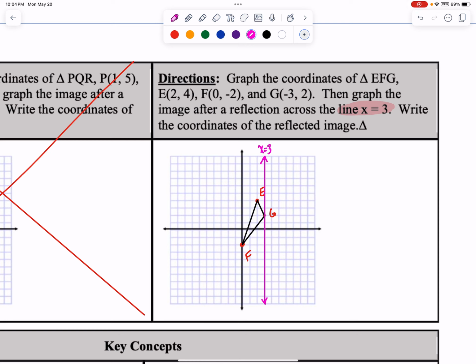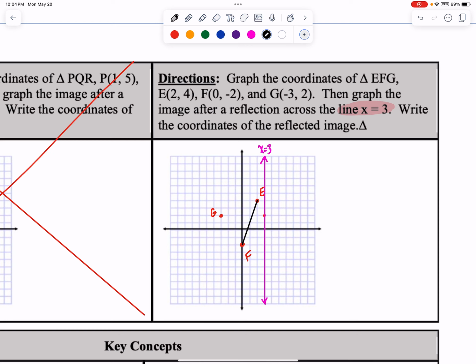So let's check it out here. Did I do that right? 2, 4, 0, -2. Oops, my last one, G, was -3, 2. I wonder, did you catch that? Because I didn't catch that. Okay, so last one, G, is -3. I went +3, 1, 2, 3, and then up 2. So this is where G is.